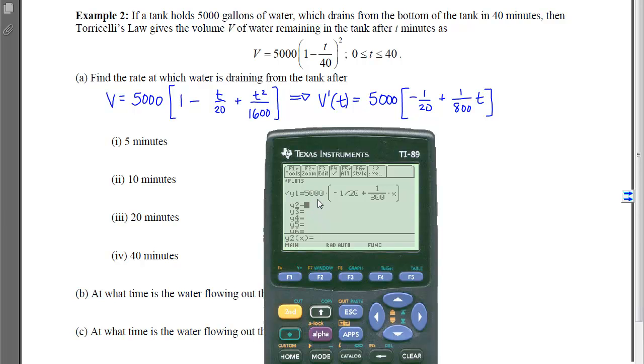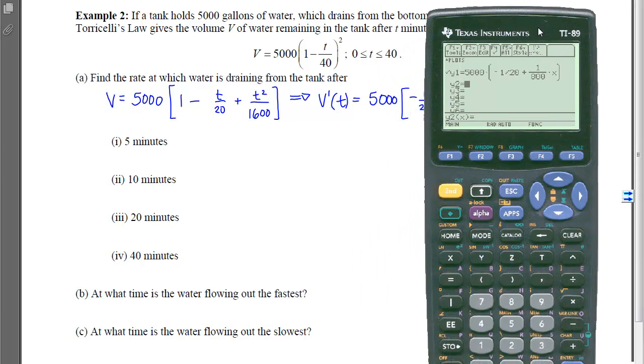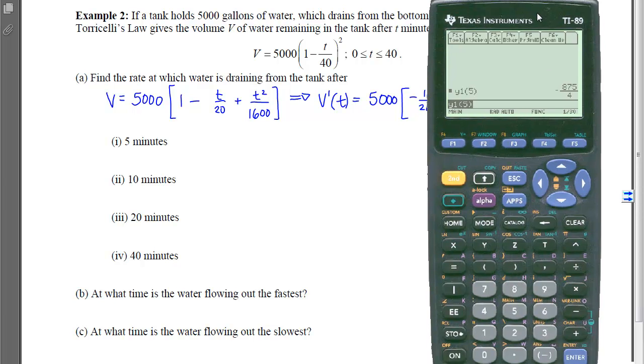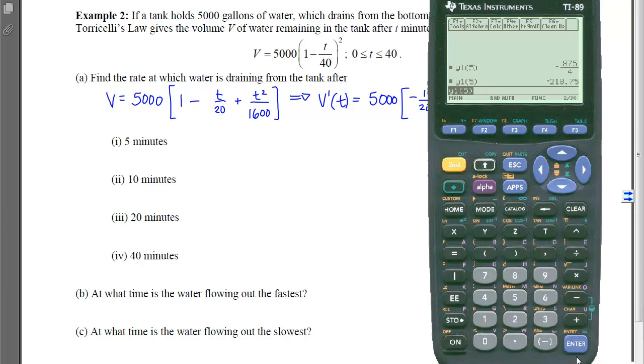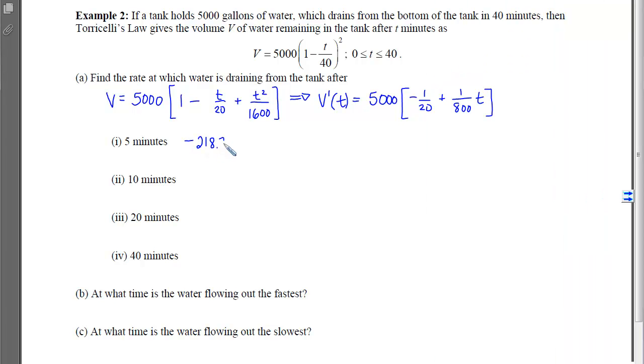Notice that in y1 I've put in the 5,000 times that negative 1/20th plus 1 over 800 times x. I have to use an x when I'm in the y editor. So now that we have that in, we can go to our home screen and evaluate y1 at 5. We'll do a diamond enter and get a negative 218.75. That's going to be measured in gallons per minute. Now notice that it's negative because the volume is decreasing. We have a negative rate of change in the water volume.